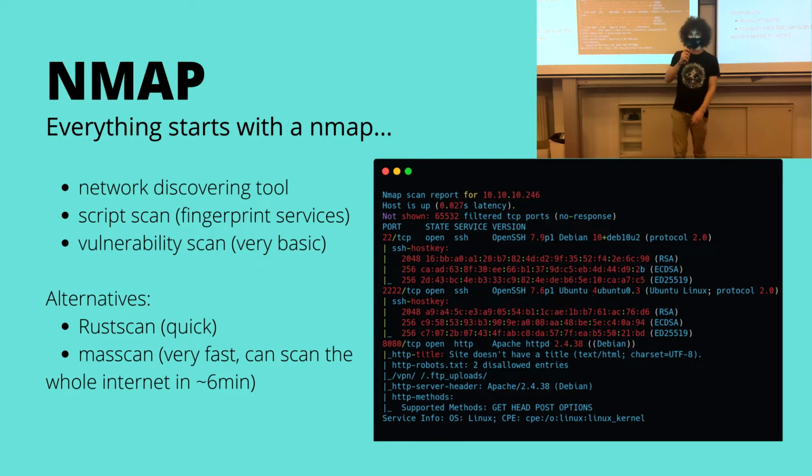Also, there are vulnerability scans, which are pretty basic, unless it's Windows services. On Windows, there are vulnerability scans which are really interesting. We won't get into it right now. There are also alternatives, such as RustScan, which is a network map written in Rust, which is quicker than Nmap, a bit less precise. And MassScan, for example, which is very, very fast. This tool can scan the whole internet in 6 minutes.